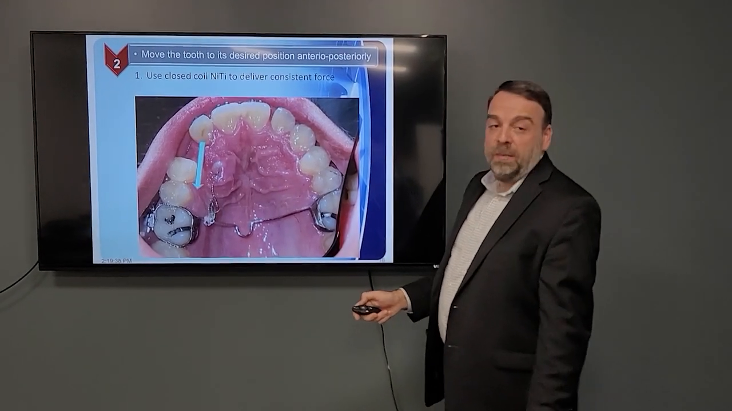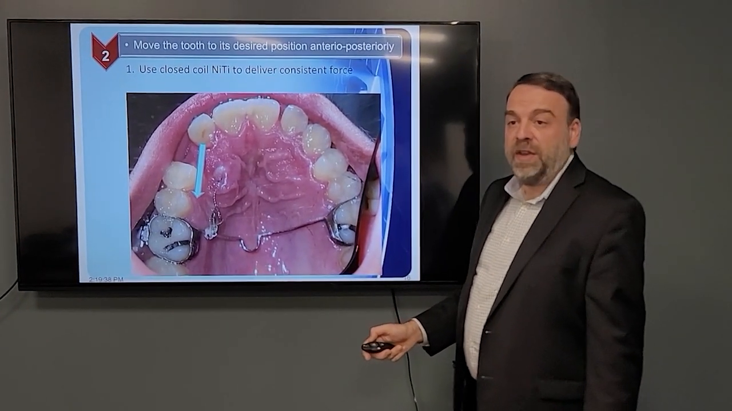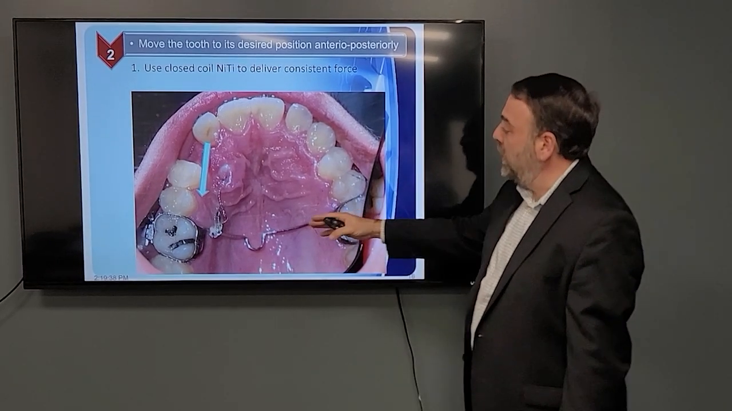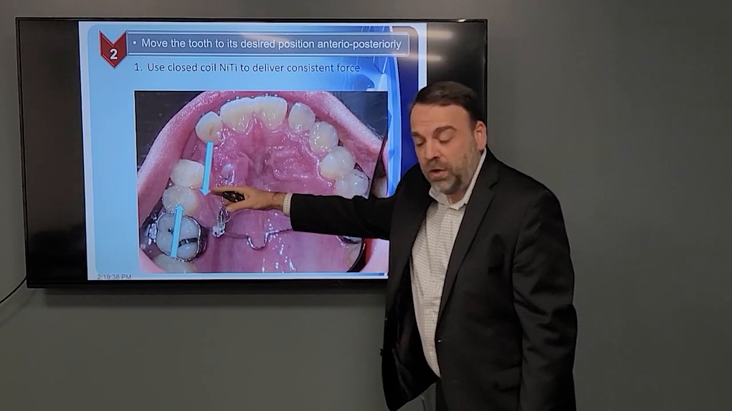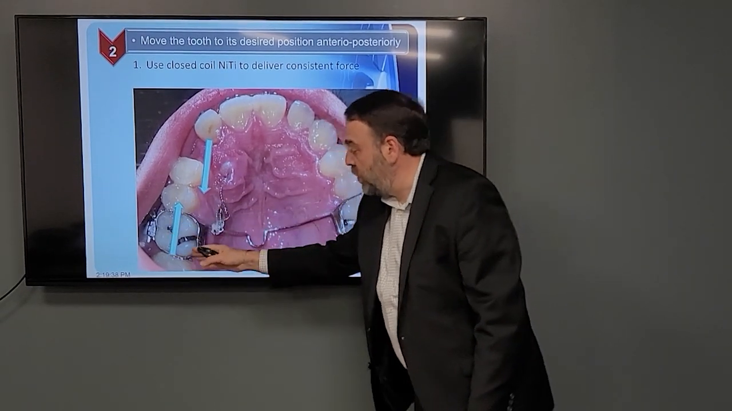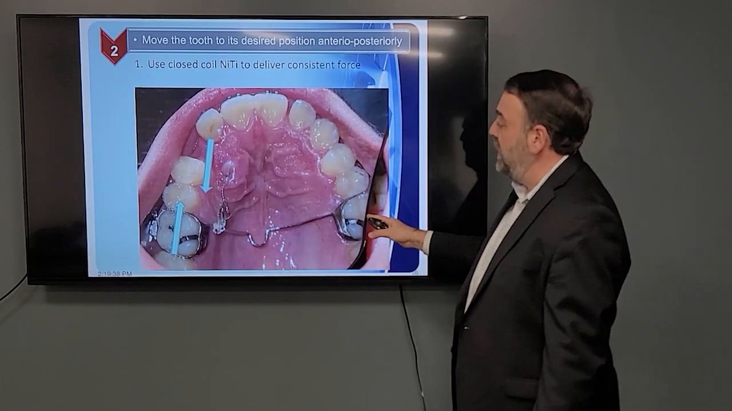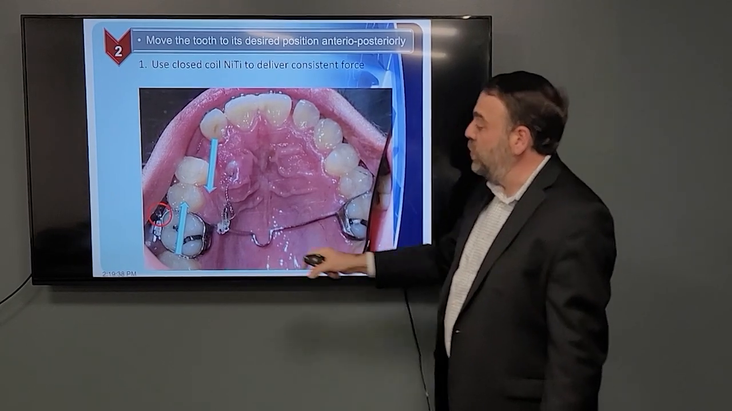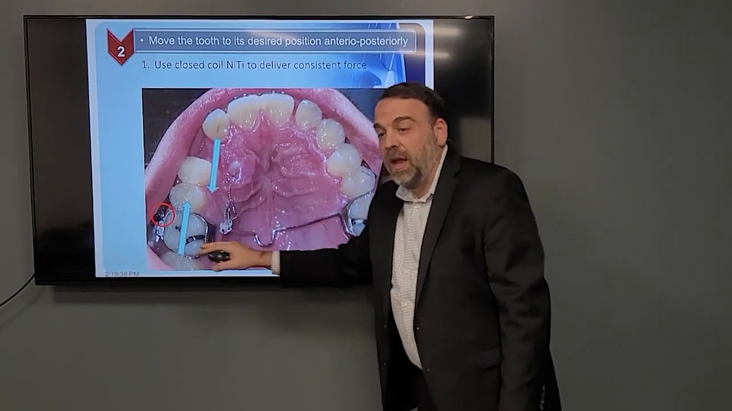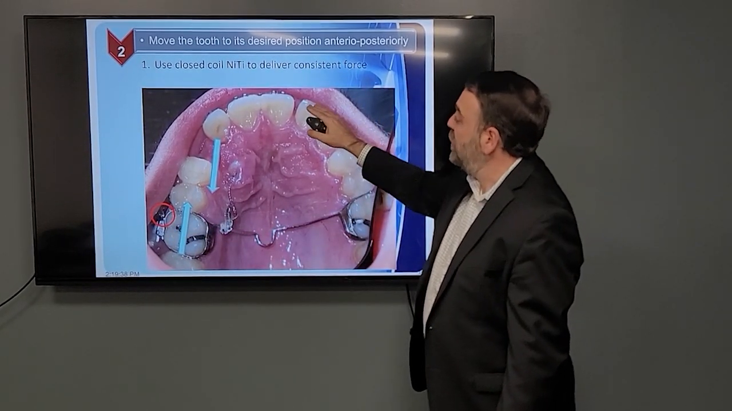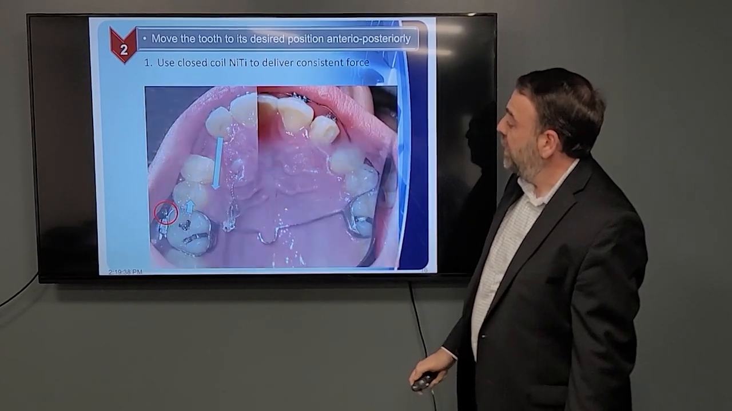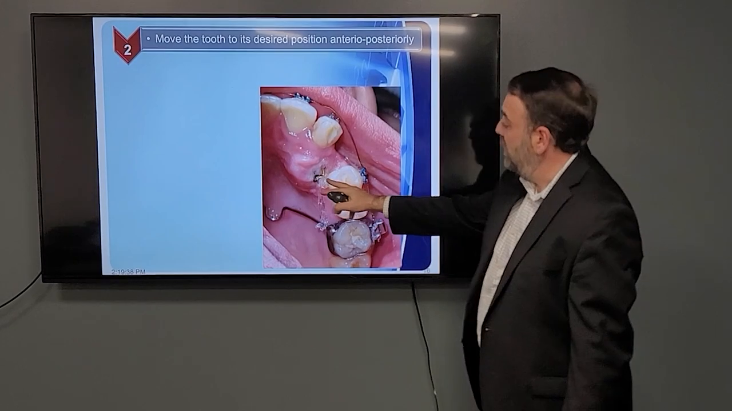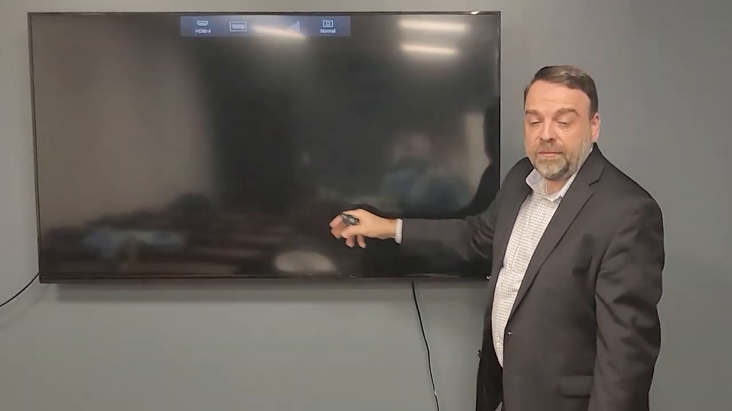But you need to remember, in physics, for every action there's an equal and opposite reaction. So the molar will try to come forward. So we need to add more anchorage to this molar by using a TPA. And I also like to use a stop arch wire, and this will minimize how much movement we have from this molar.